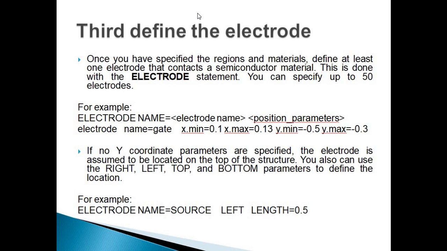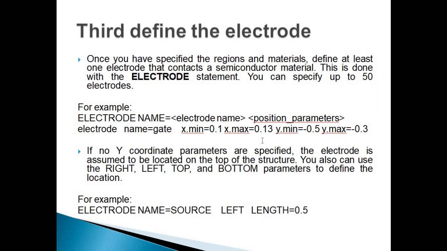Third, define the electrode. Once you have specified the region and material, define at least one electrode that contacts a semiconductor material. This is done with the electrode statement. For example, electrode name: you have to specify the electrode name, gate, drain or source, and the position parameter. In this example, we have taken the electrode name gate, and the position parameter is specified by the x.min, x.max, y.min, and y.max.